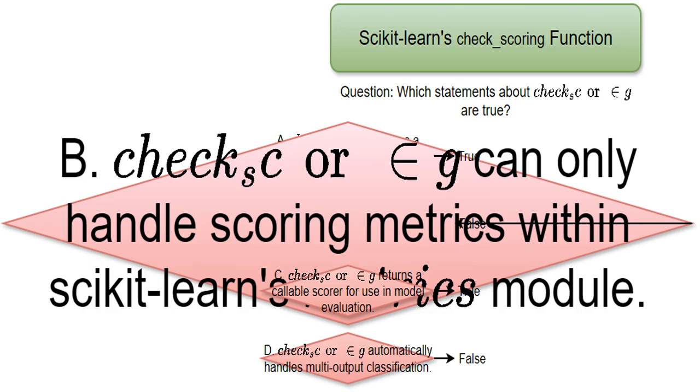This is false. Check_scoring is actually quite flexible. It isn't limited to just scikit-learn's built-in metrics. You can use custom scoring functions as long as they're written correctly.